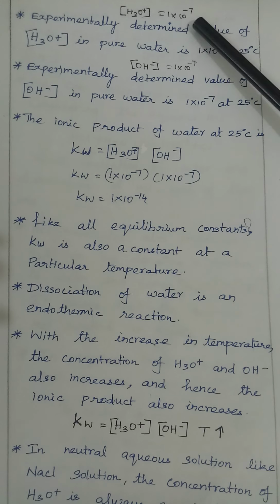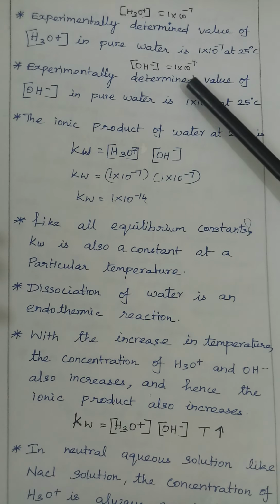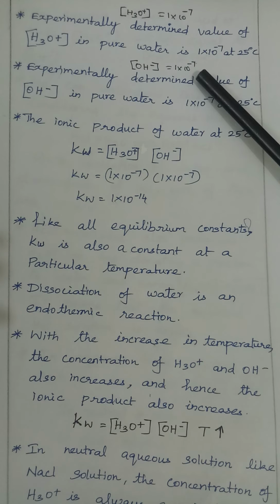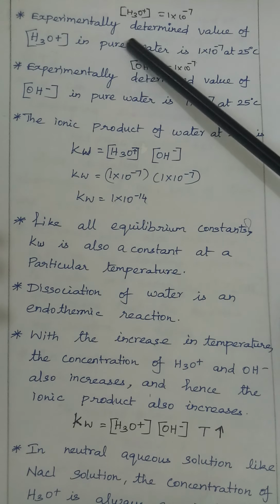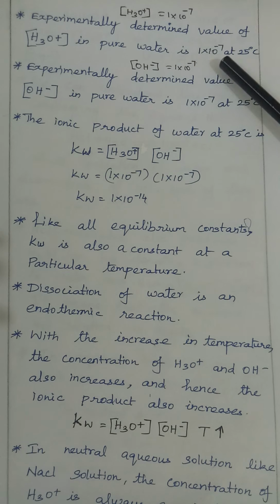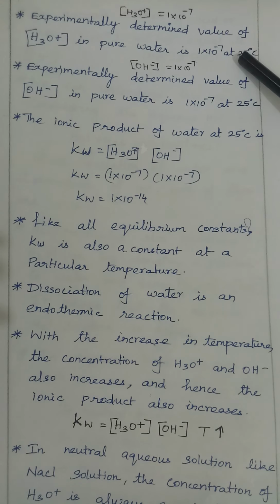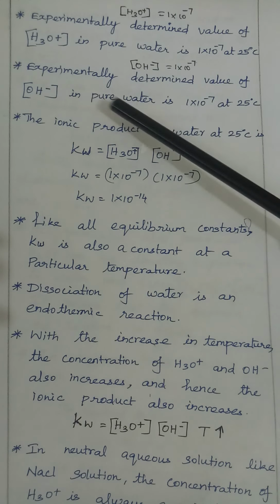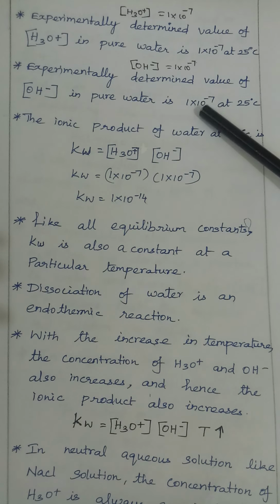H3O+ concentration is equal to 1 into 10 power minus 7. OH- ion concentration is also equal to 1 into 10 power minus 7. Experimentally determined, the value of H3O+ in pure water is 1 into 10 power minus 7 at 25 degrees Celsius. The 25 degrees Celsius, that means what? Standard condition. Experimentally determined, the value of OH- ion in pure water is 1 into 10 power minus 7 at 25 degrees Celsius.